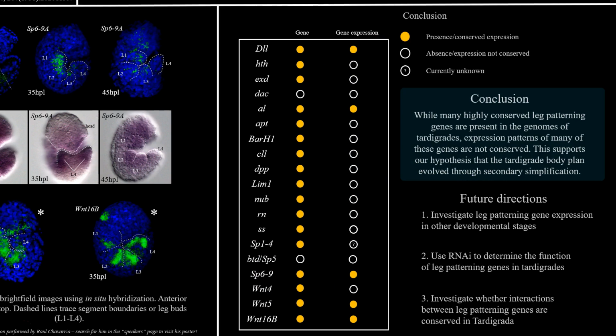In the future, we hope to use RNAi to determine the functions of these genes and to see if interactions between genes such as SP69 and Distal-less are conserved in tardigrade legs.